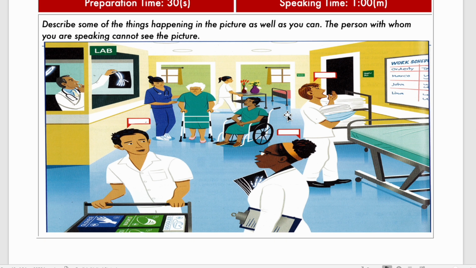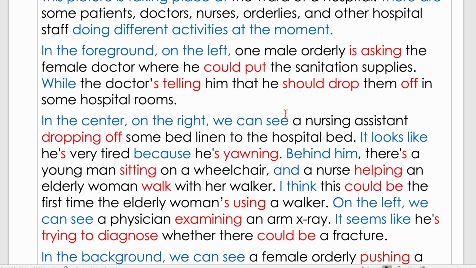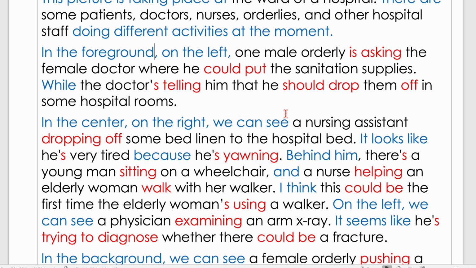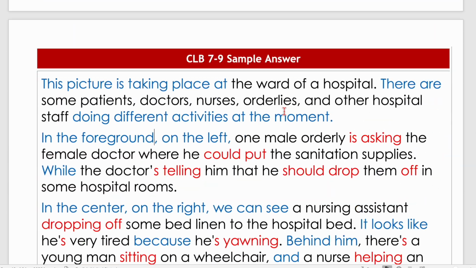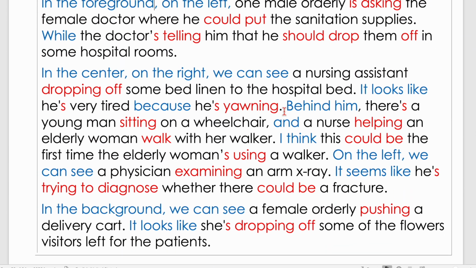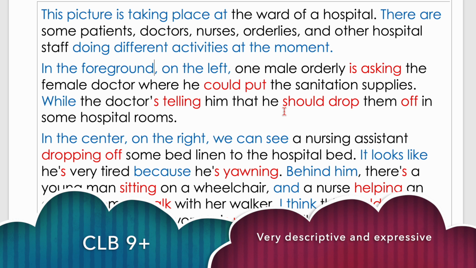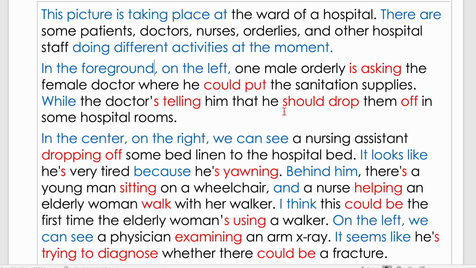So then, everyone, we said a lot. Okay. And this will be an example. Again, what I tried to say earlier was, how can we get into the 9s or higher with this part? Because it's so easy. Well, this is how. By being more descriptive. The more descriptive that you can be, the higher your score. And saying something more than the general ideas, like here, it looks like he's very tired because he's yawning.